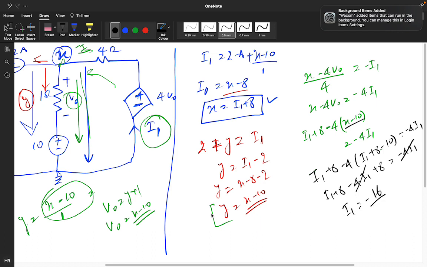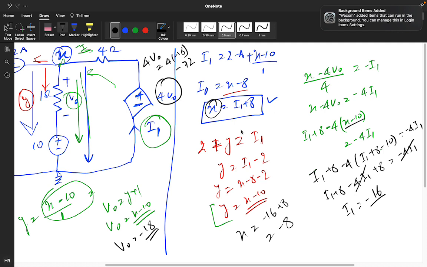Now you need to find the value of V0. If you need to find the value of V0, you should know the value of x. You have the I1 value, so substitute here. You will get the value of x. So x is I1 plus 8, that is minus 16 plus 8, and you are getting minus 8. Substitute here the V0 value. So minus 8 plus minus 10, you are getting minus 18. So minus 18 you got. So here the overall voltage is 4 V0, which means 4 into minus 18. So you are getting minus 72.